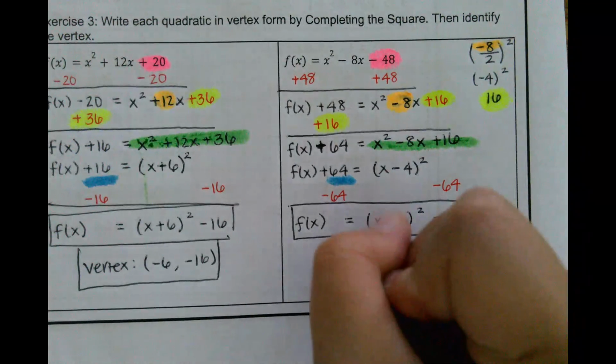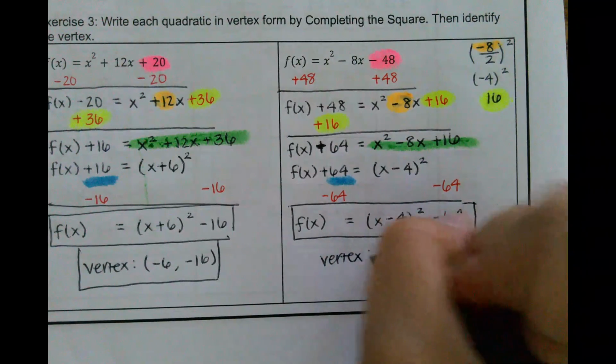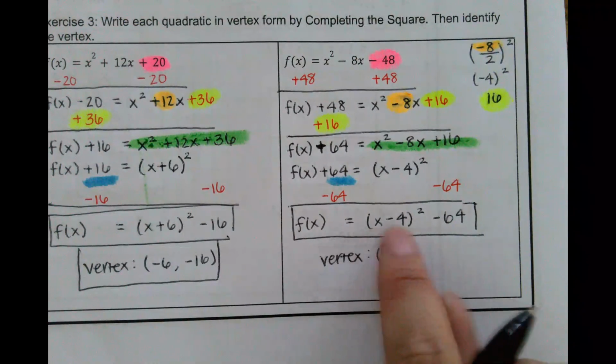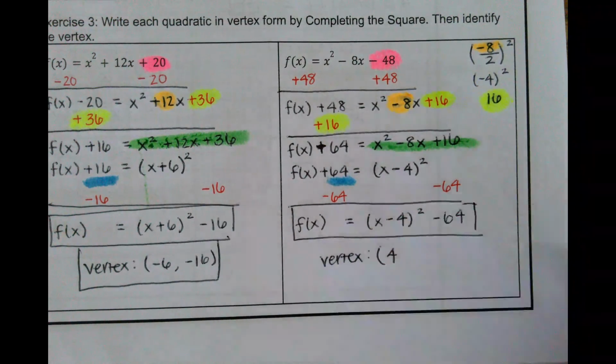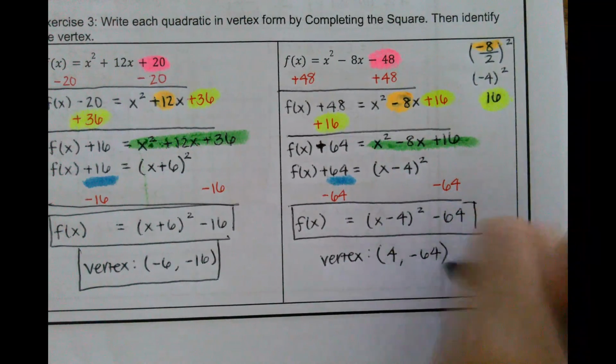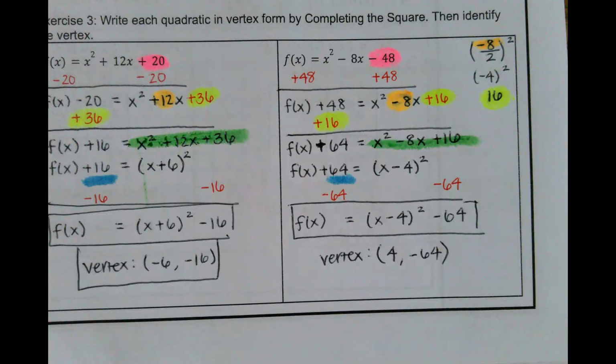So now I can easily find the vertex, h comma k. H is opposite sign from what we see. So if it's x minus 4, h is going to be 4. And then k is same sign, so k here is negative 64. And that's where my vertex is. Okay. That's it for today.